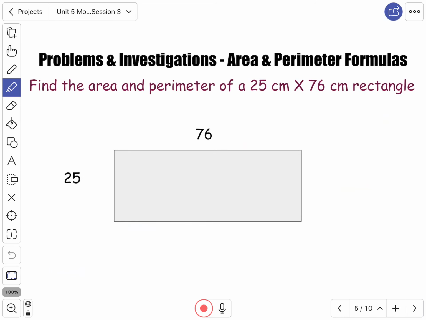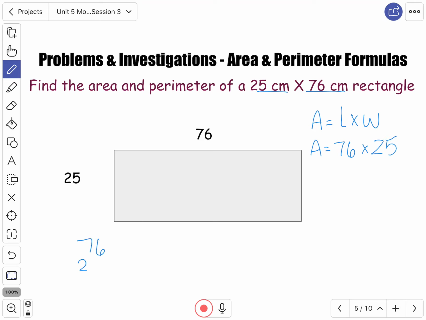Okay, so this is our first problem here. We have to find the area and perimeter of a 25 centimeter by 76 centimeter rectangle. We know that area equals length times width, right? Which would mean that area equals 76 times 25. So now if you don't have room, you go to the side, find a little spot, and we multiply. 6 times 5 is 30. 5 times 7 is 35 plus 3 more is 38.